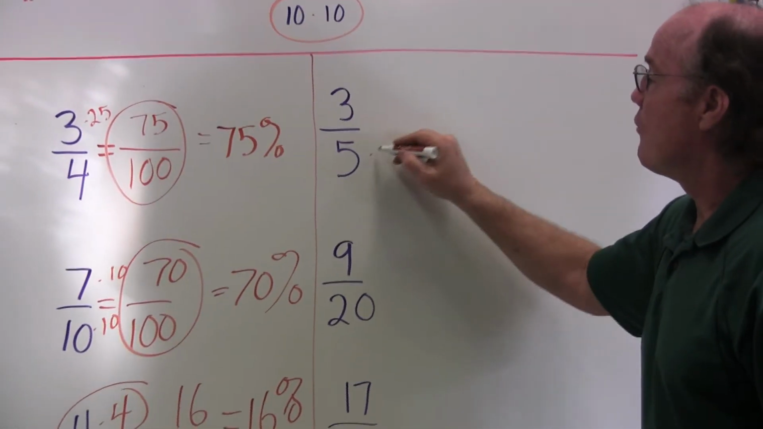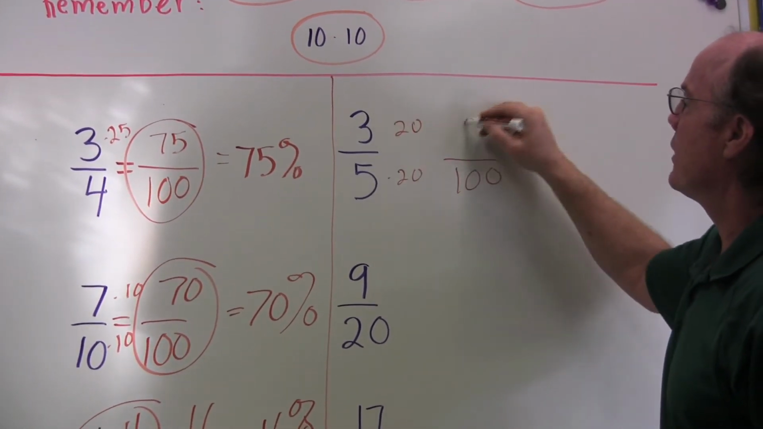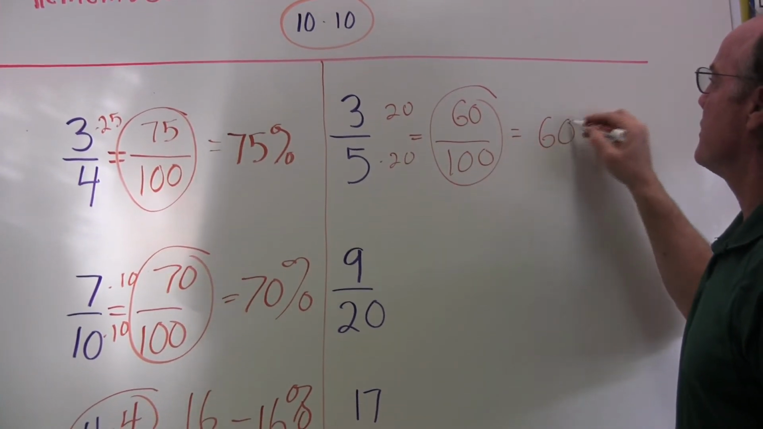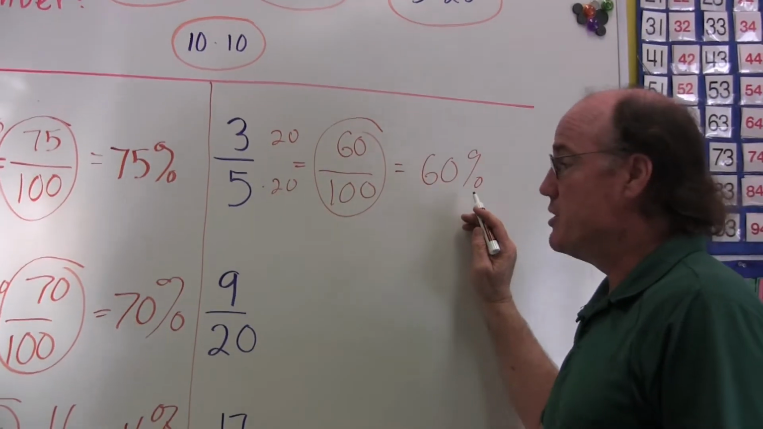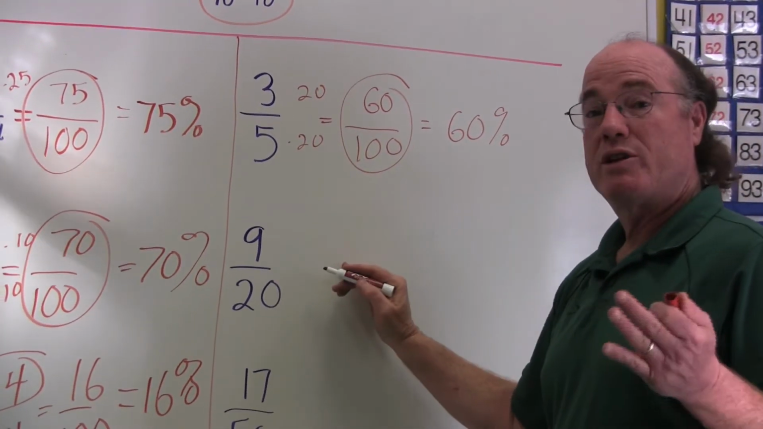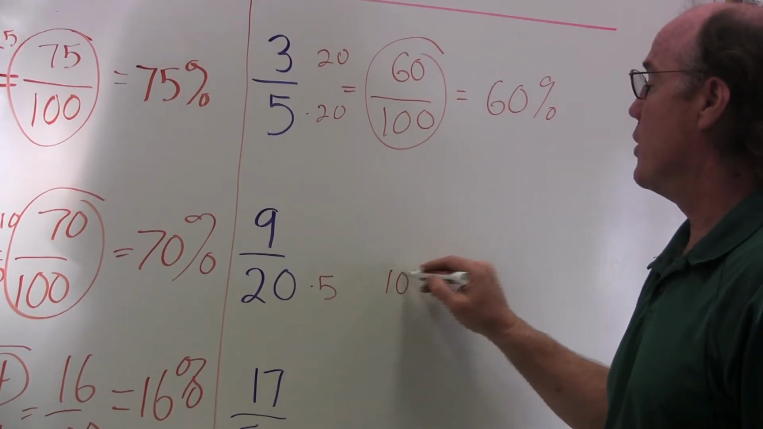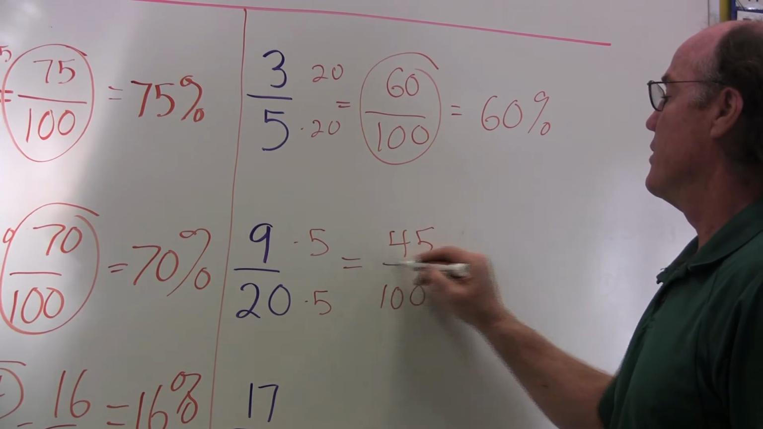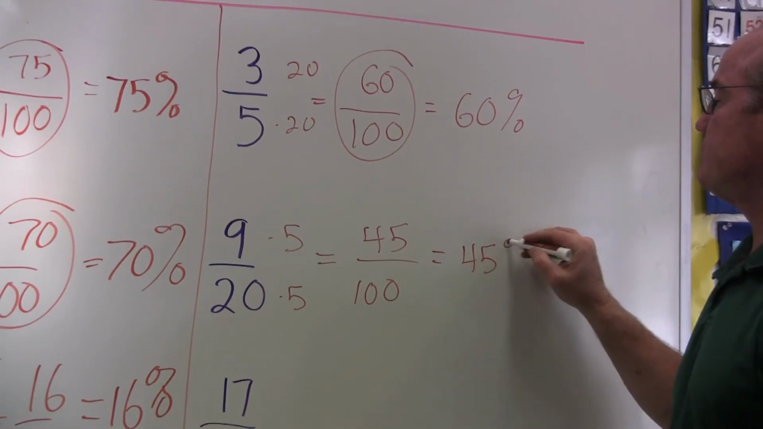3/5. 5 times 20 is 100. 3 times 20 is 60. 60 over 100 is 60%. 3/5 converts to 60%. 9/20, what does that convert to? Well, 20 times 5 is 100. 9 times 5 is 45. 45 over 100 is 45%.